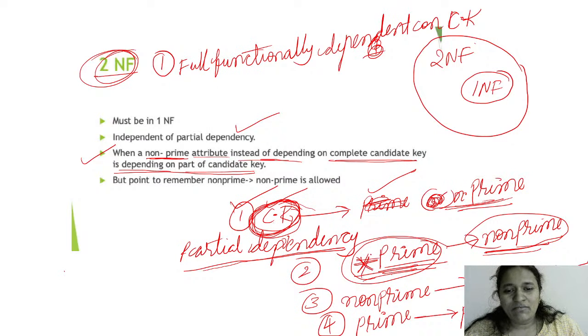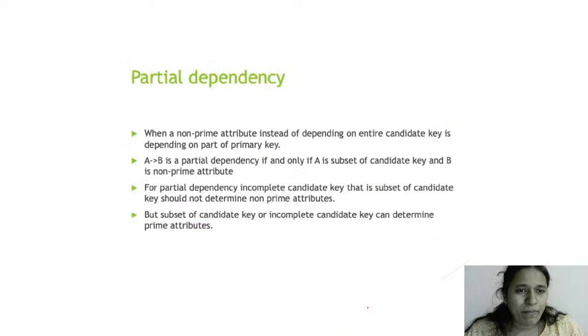Okay, friends. Prime to non-prime is not allowed in second normal form. Non-prime to non-prime is allowed, there is no problem, and prime to prime is also allowed. Okay, friends, now we will go for what is third normal form.